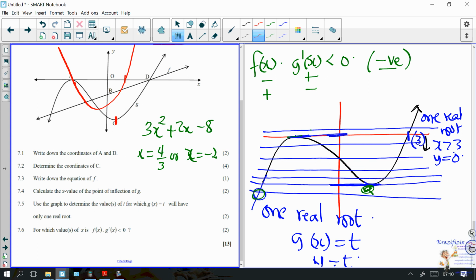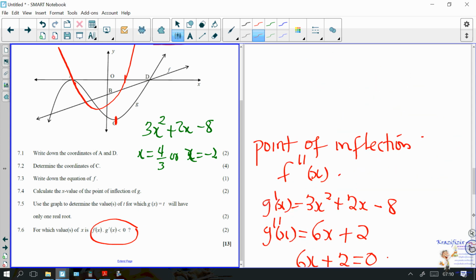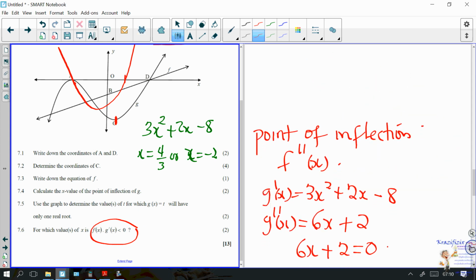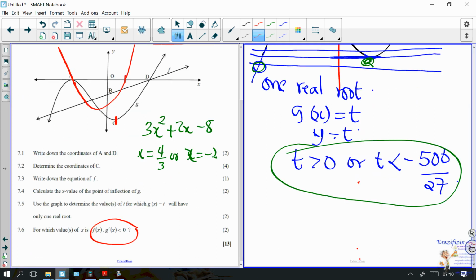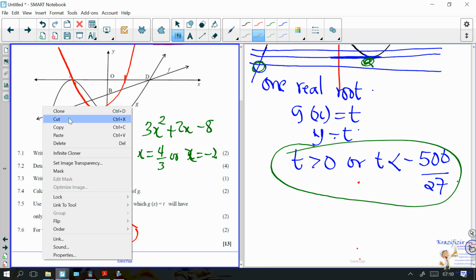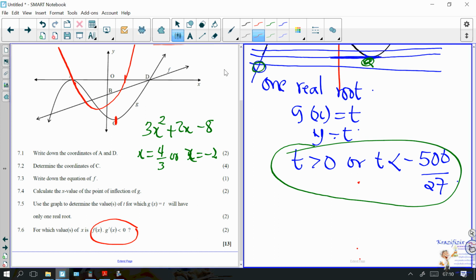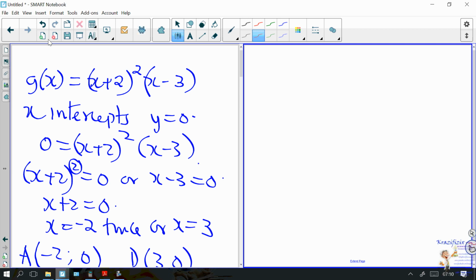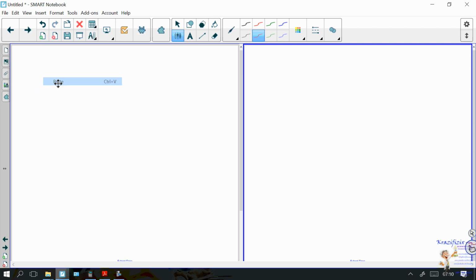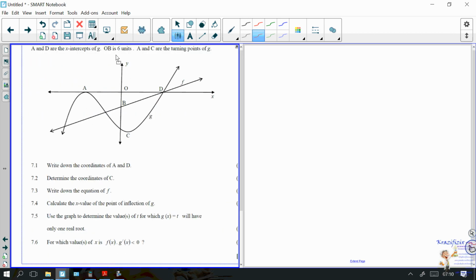Now, for which values will the product of these two graphs be negative? Let's make our life easy. I'm going to have to cut this page. I need a new page just to make sure that we get this principle correctly. It's the last question.